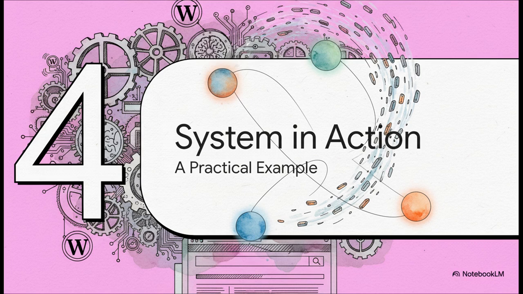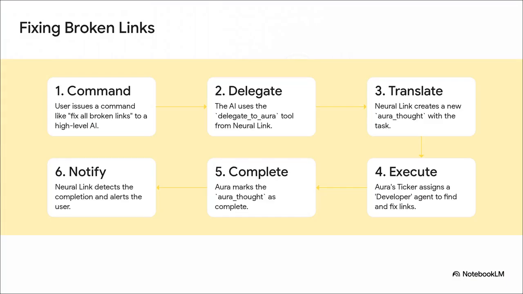Now, let's put it all together and see how they actually work in concert to get a real-world task done. So imagine you give it a command, something like, scrape the entire site and fix all the broken links. A high-level AI gets this. It knows that's a huge job, so it uses the Delegate to Aura tool it learned from Neuralink. Neuralink then creates a thought for Aura.